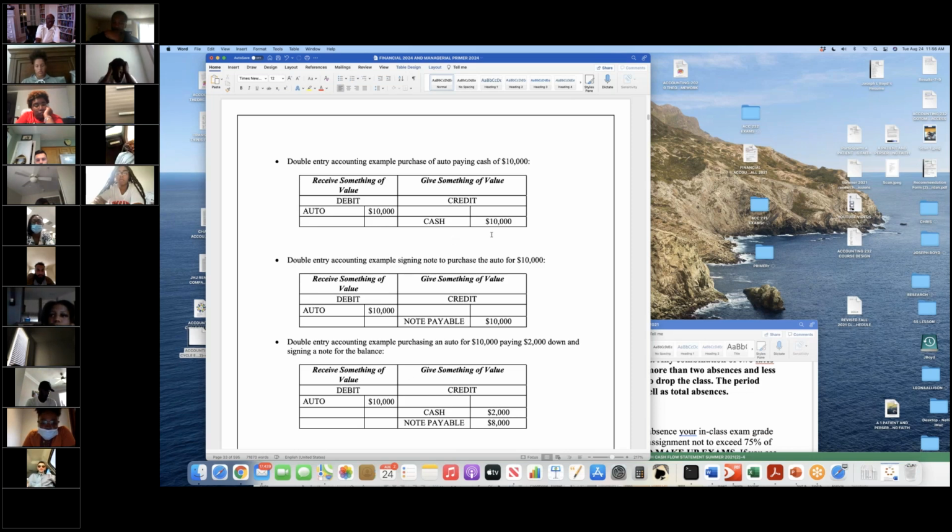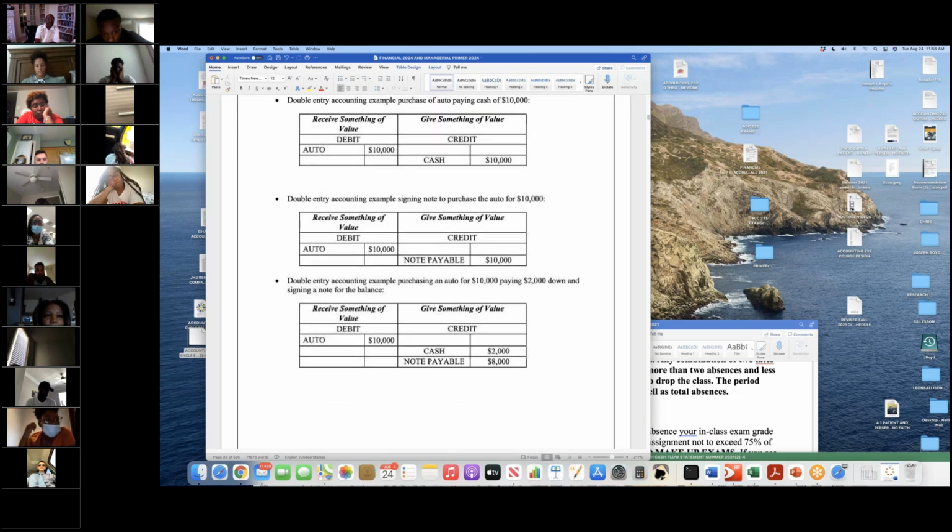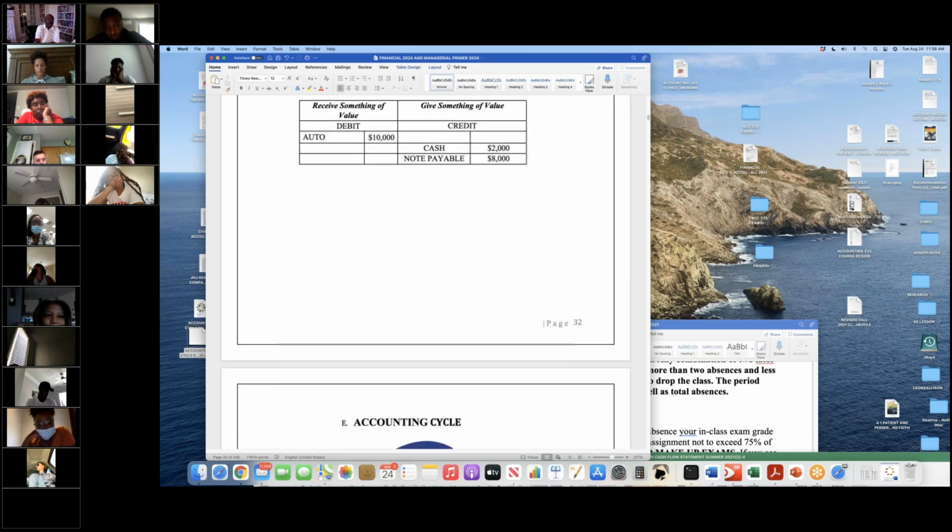So every time there's a financial transaction, we got to make a journal entry like this, where we debit something and we credit something. There's always at least two accounts, and the debits and credits are always equal.